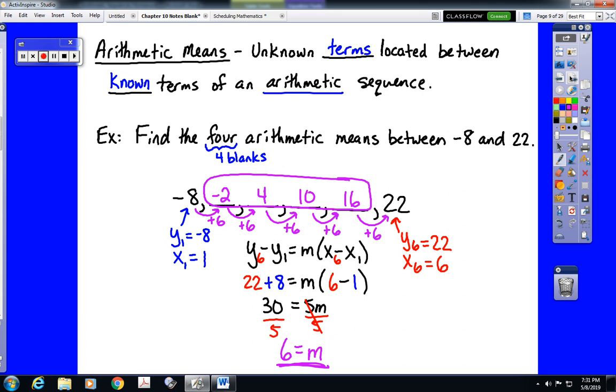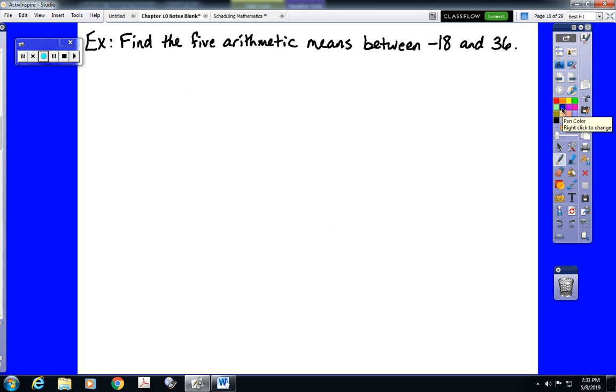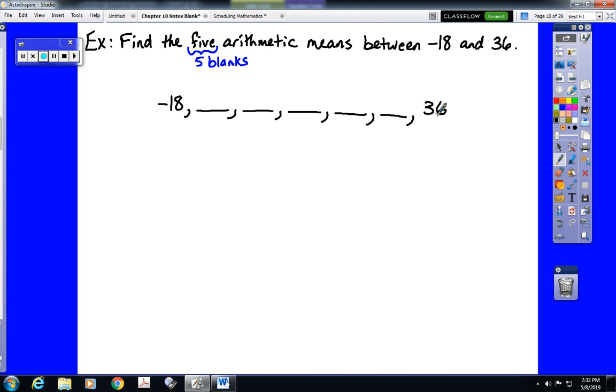Let's do one more of these. So here we have, again, it tells us 5 arithmetic means, which means we're going to be putting 5 blanks between our 2 numbers. We have -18, then 5 blanks, and then 36. So again, the reason we're writing that out is so we can easily figure out our term numbers. -18 is going to be the first term, so x1 is 1, y1 is -18, and then we're going to do some counting. That's the first term, second, third, fourth, fifth, sixth. 36 would be the 7th term. So x sub 7 would be 7.